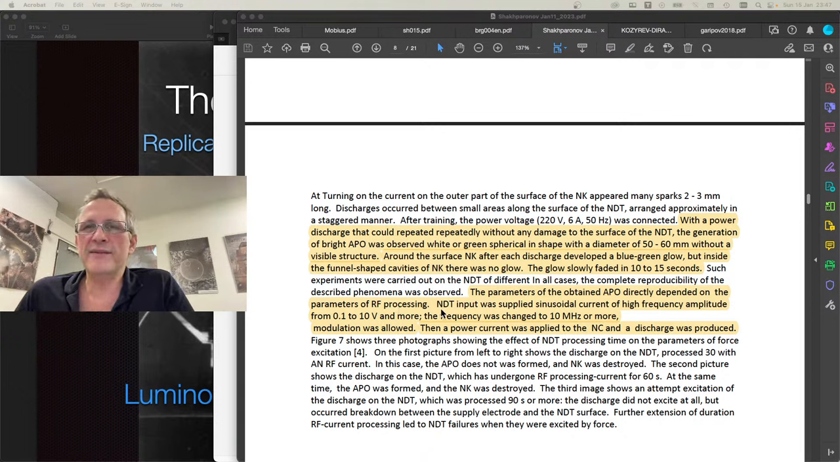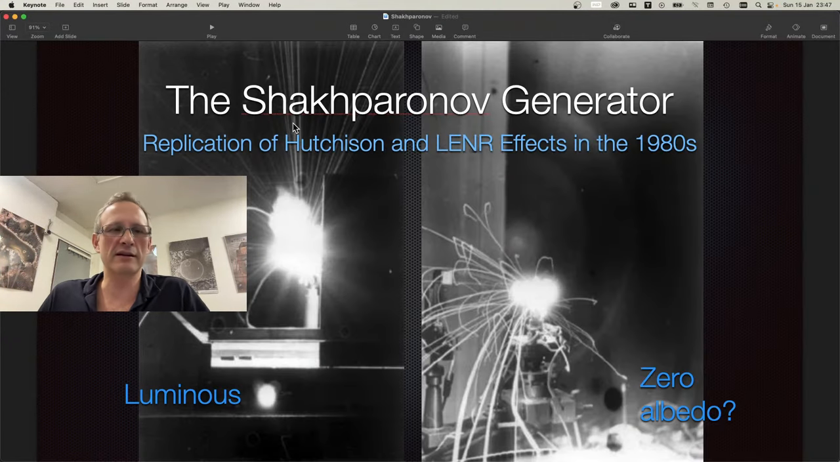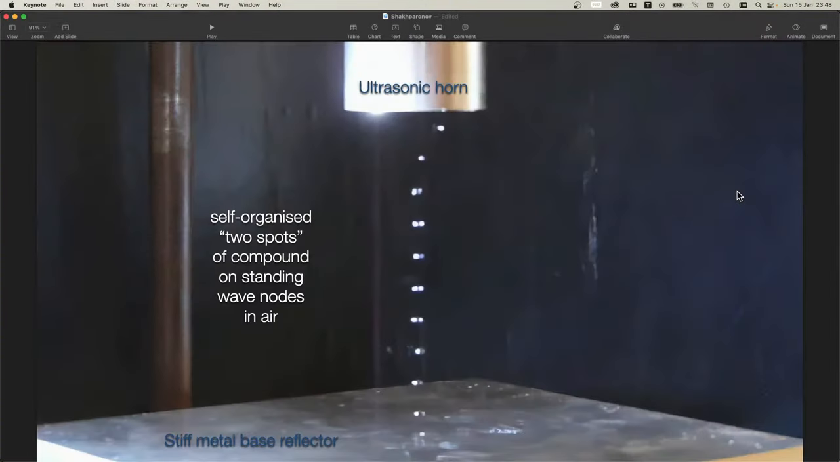The Möbius strip was supplied with a sinusoidal current of high frequency, amplitude from 0.1 to 10 volts and more. The frequency was changed up to 10 megahertz or more. Okay, modulation was allowed. This, I believe, is very, very important. And I'm going to break out from my thinking about why that is important to another slide from this presentation. So I'm just going to kill my mugshot there. And what I'm going to talk about here then is this.